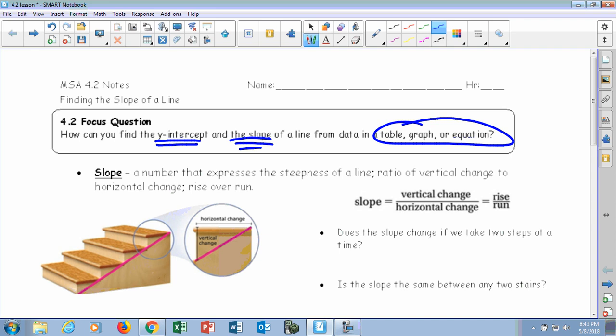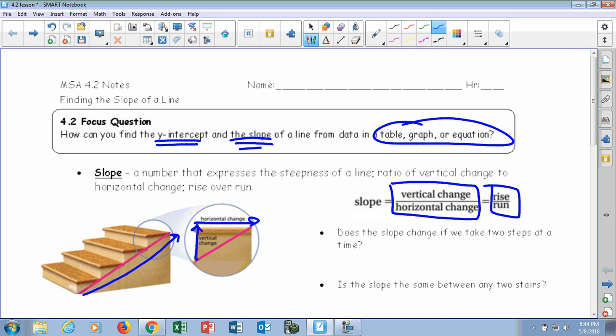So again, the slope is a number that expresses the steepness of a line, the ratio of vertical change to horizontal change, rise over run. All that is the same. Okay? Vertical to horizontal, rise over run. So many different ways you think about it. And there you can see the slope. Here's the line going this direction, the staircase that we used. And again, going upwards is the vertical change, going sideways is the horizontal change.